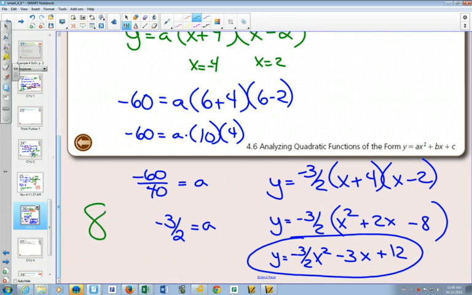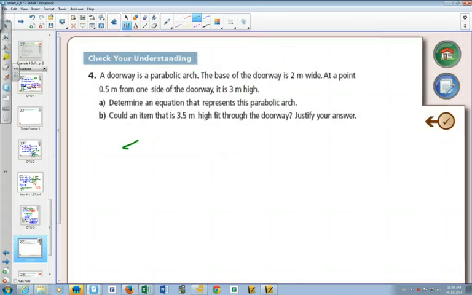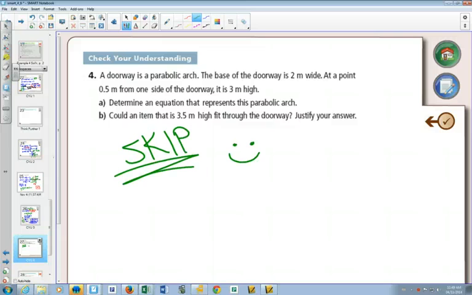Questions you can do for this one, just one, number 8. Go to example 4 and write skip. Make a smiley face, because you like skipping questions.